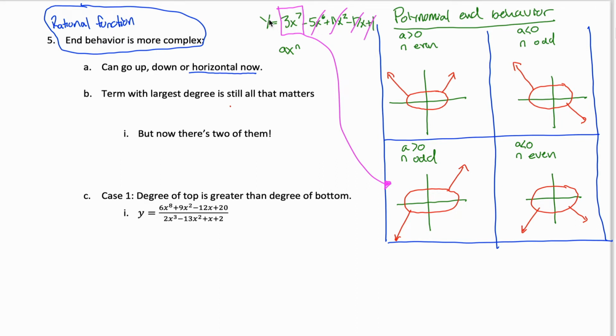So just like this polynomial right here, for the sake of end behavior, we can completely ignore the negative 5x to the 6th and the 11x squared and all the other stuff that I have crossed out so I can't read anymore, and just focus on the 3x to the 7th. It's the same thing we're going to do with rational functions.